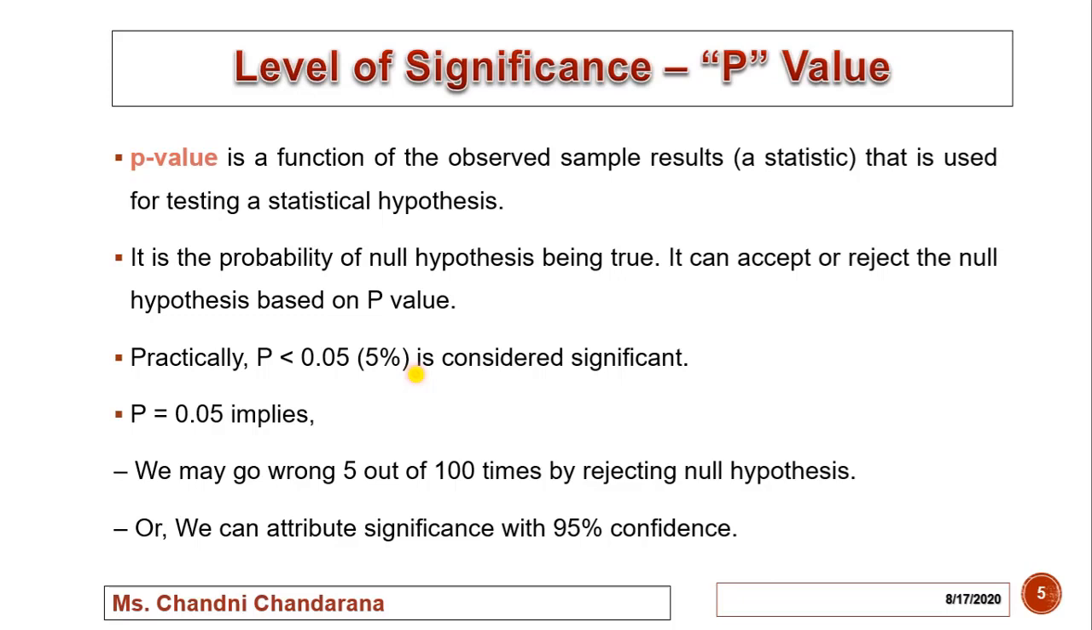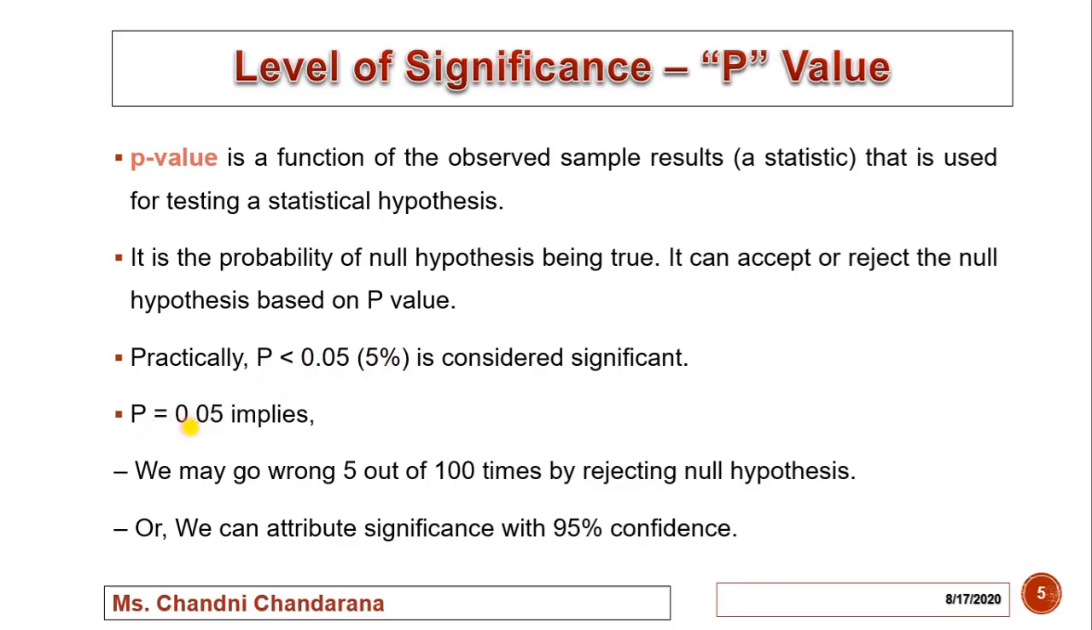What does it mean? The researcher is willing to take as much as 5% risk of rejecting the null hypothesis when it happens to be true. Thus, the significance level is the maximum value of the probability of rejecting the null hypothesis when it is true, and is usually determined before testing the hypothesis. So it is in percentage, it is 5%, and the p-value should be less than 0.05.